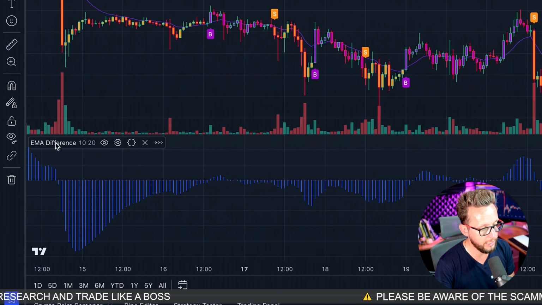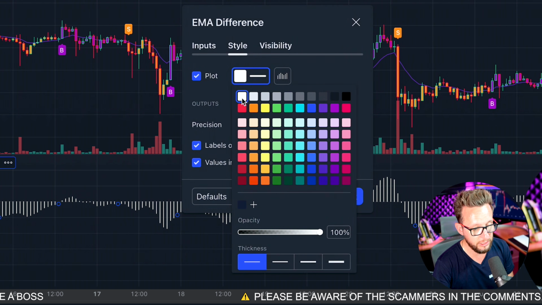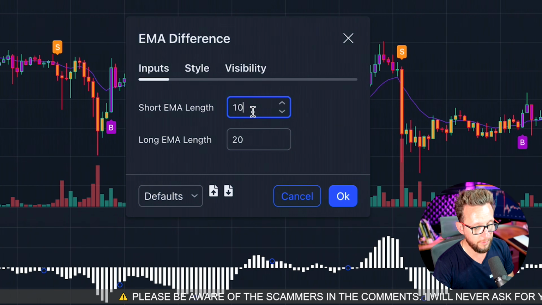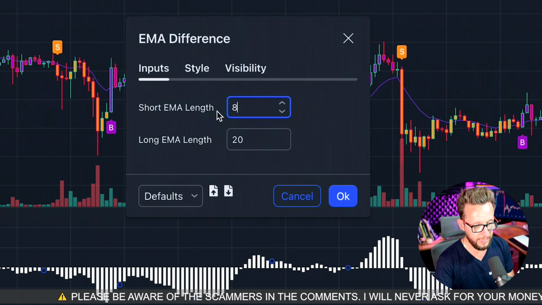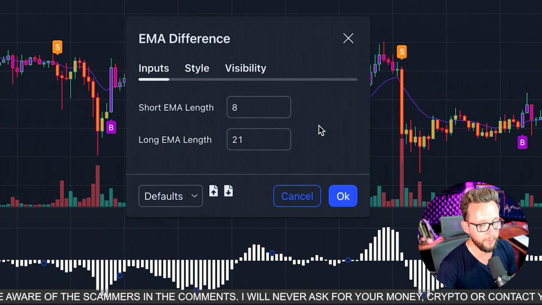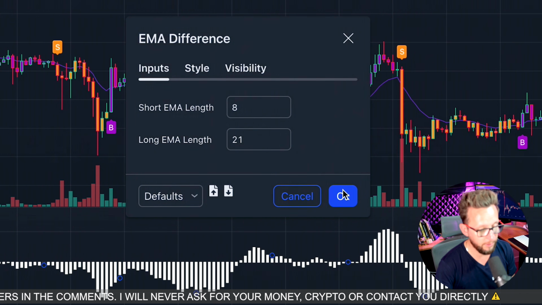Now I'm going to change some of the settings very quickly so we can see it on YouTube a little bit better. I'm going to change the color to white and make this a little bit thicker. And then we're going to go all the way over here and we're going to change our SMA to 8 and 21. Now they're the settings of Trade Guru. I think that we could probably do better, but they're what we got for the moment.